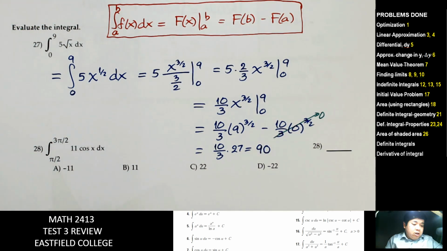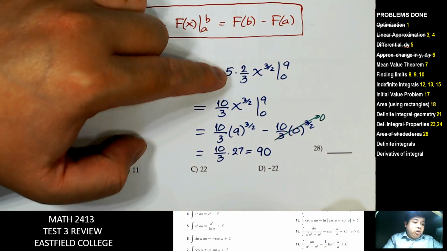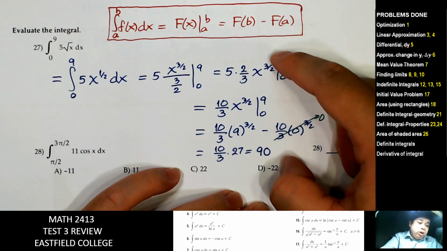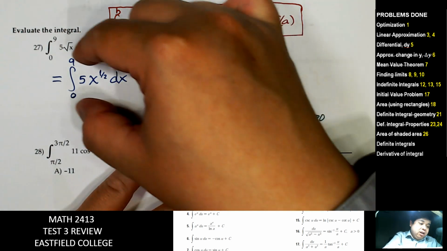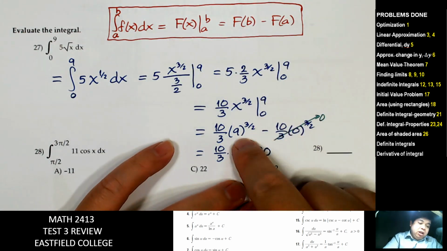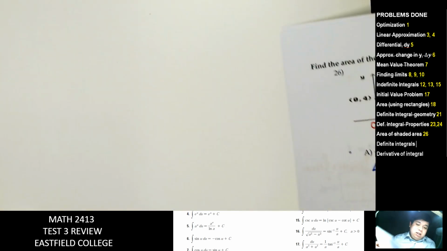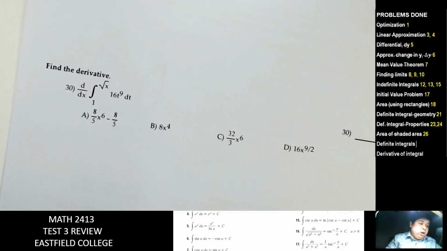Right, so that's 27. So we just integrate. We do not have a constant c. Instead of that, we evaluate at the limits, the upper limit minus the lower limit. That will be that. Let's go to 29.